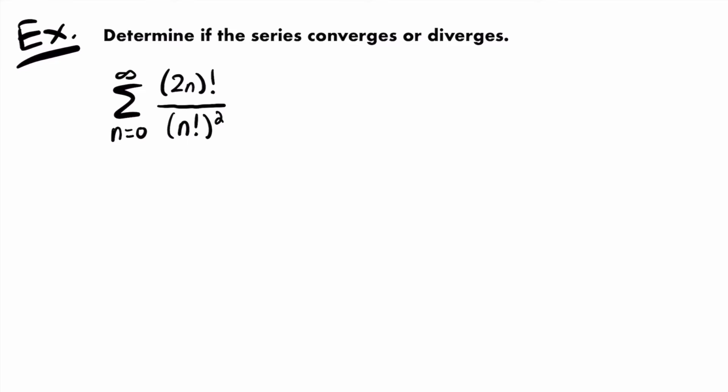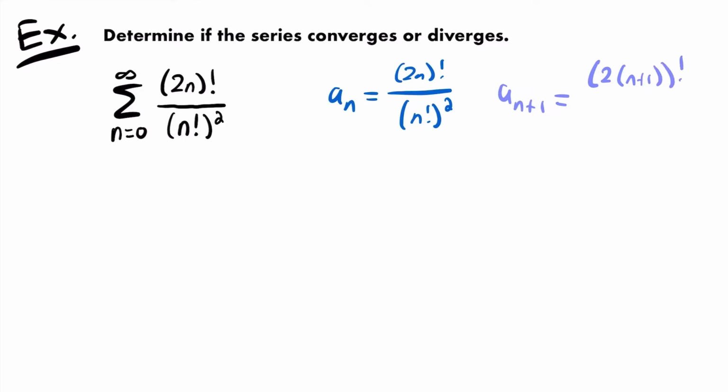And so let's write down a sub n and a sub n plus 1, and then we'll look at how we are going to evaluate the limit for what seems to be a pretty complicated expression. All right, so a sub n is equal to 2n factorial, divided by n factorial squared. Now if we replace n with n plus 1, we will have a sub n plus 1. So a sub n plus 1 will be equal to 2 times n plus 1 factorial divided by n plus 1 factorial squared. We replaced this n with n plus 1, and we replaced this n with n plus 1 as well.